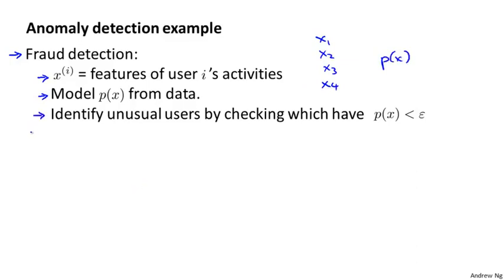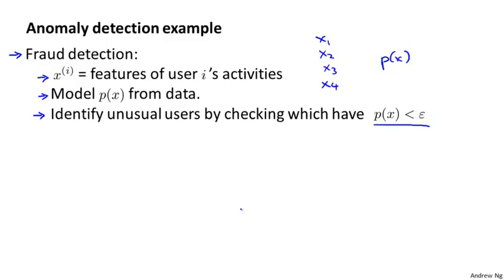And finally, having modeled P of X, you can try to identify users that are behaving very strangely on your website by checking which ones have probability of X less than epsilon, and maybe send the profiles of those users for further review, or demand additional identification from those users or some such to guard against strange or fraudulent behavior on your website. This sort of technique will tend to flag users that are behaving unusually, not just users that may be behaving fraudulently.